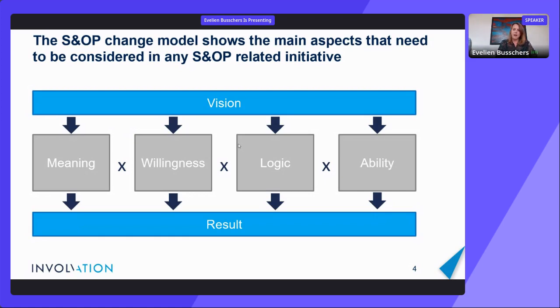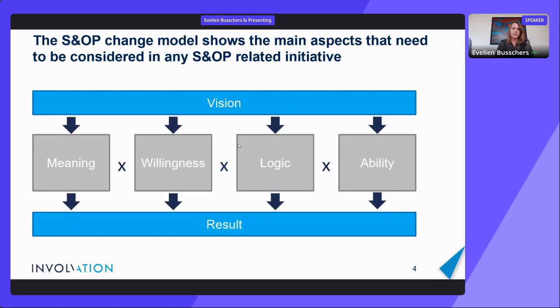And then last, we have the ability. So do we have the right people in place, and are they properly trained? So this is very much about competencies and skills. So notice that we need all 4 of these, and also notice the result is the multiplication of these 4 aspects. So that means that not paying enough attention to one of them can have serious consequences for the initiative as a whole.